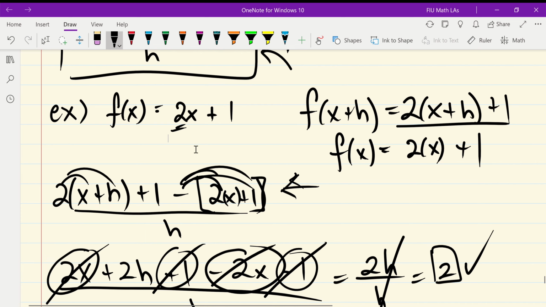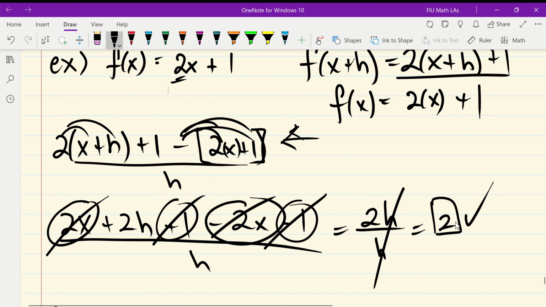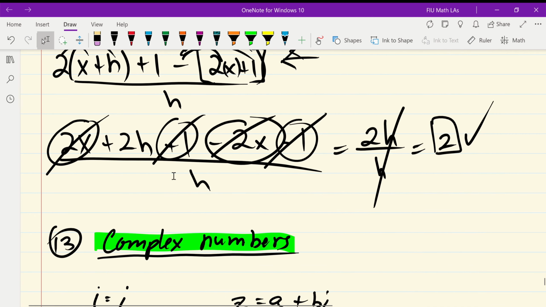So it's not always going to turn out to be this nice and simple. I just picked a really simple example so you kind of remember the idea of the setup, all right? But yeah, so this is the setup of the difference quotient, all right?